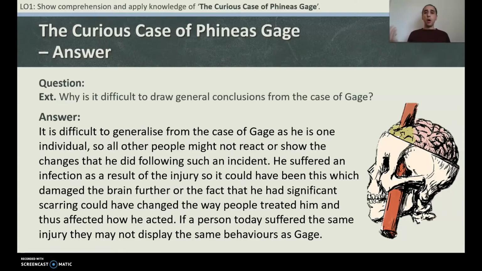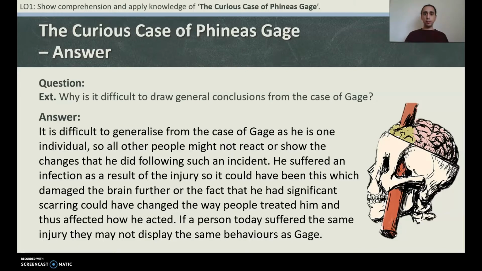The thing is, when it's only one person, a one-person study, Phineas Gage, how do we know that's going to be the same thing that happens to other people? There might be thousands of other people that if this happened to, nothing happened to their personality. The point is, we don't know. He suffered from an infection as a result of the injury, so it could have been this which damaged the brain further, or the fact that he had significant scarring could have changed the way people treated him and thus affected how he acted. If a person today suffered the same injury, they may not display the same behaviours as Gage.